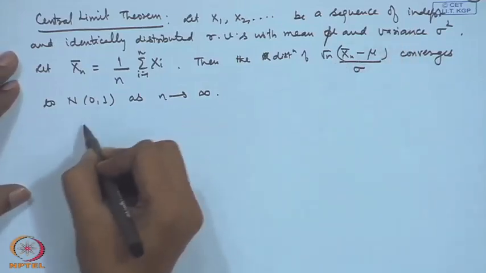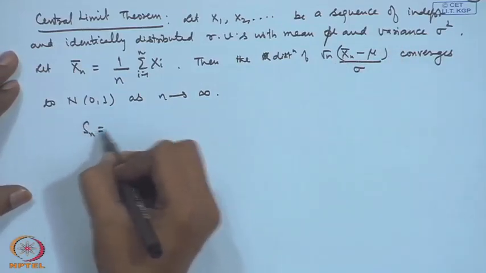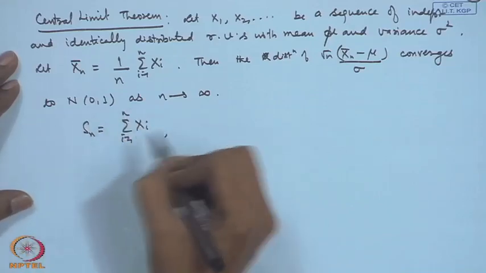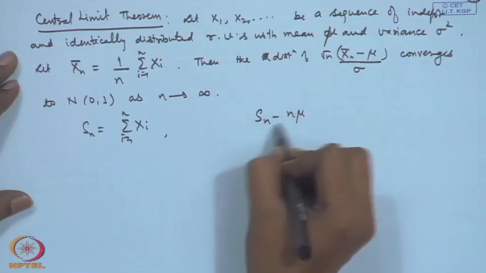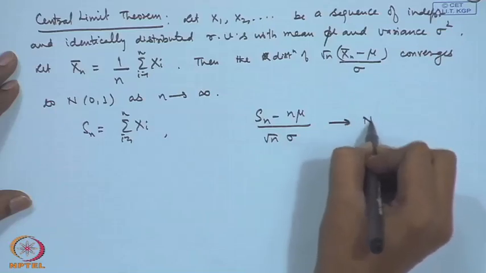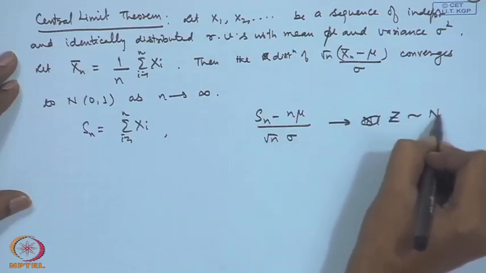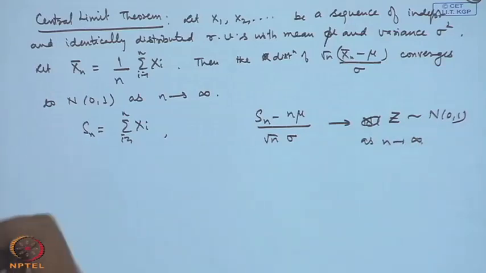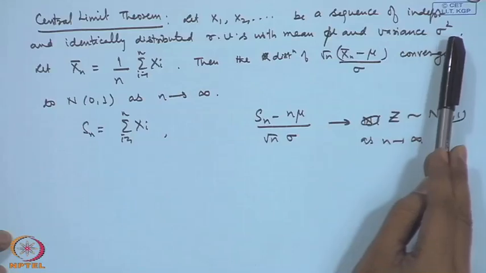An alternative version of this can be written in terms of the summation also. Like if I consider S n equal to the sum of the first n observations, then the central limit theorem will be (S n minus n mu) by root n sigma. Then this will converge to Z, which follows normal 0, 1 as n tends to infinity. So, that means either we consider the sample sum or the sample mean, the limiting distribution will be normal no matter what is the original distribution. Of course, we have to have the existence of the mean and the variance.